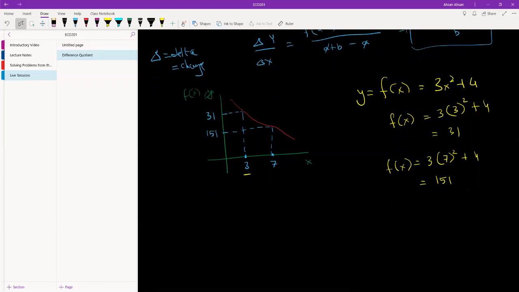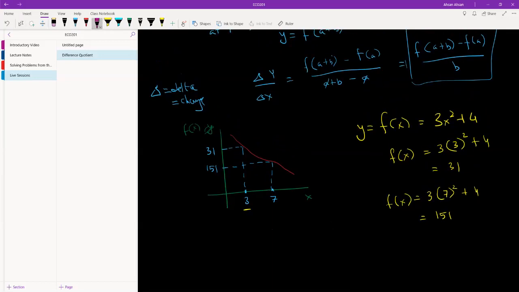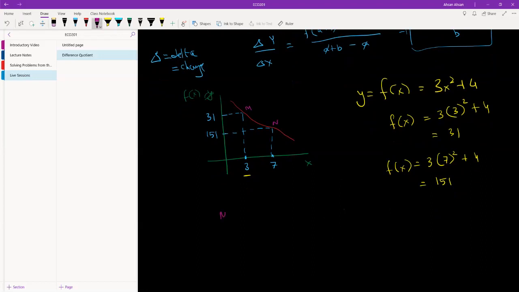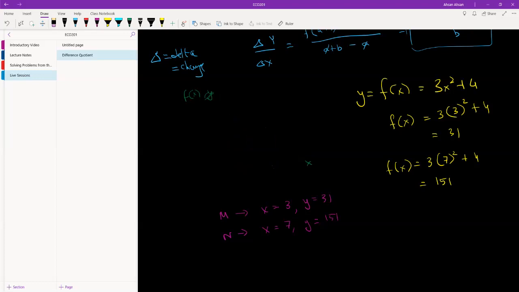So let's summarize. Let's call this M, this is N. Okay. So where did we start off? We started off at M, where we had x equal to 3 and y equal to 31. And then we've ended up at N, where x is equal to 7, y is equal to 151. Okay, so I've actually made a mistake, which is the diagram will not obviously look like this. Let me just redraw the diagram. Sorry if this is confusing any of you. So basically what we are going to have is something that looks like this. Okay. Now that should be fine.